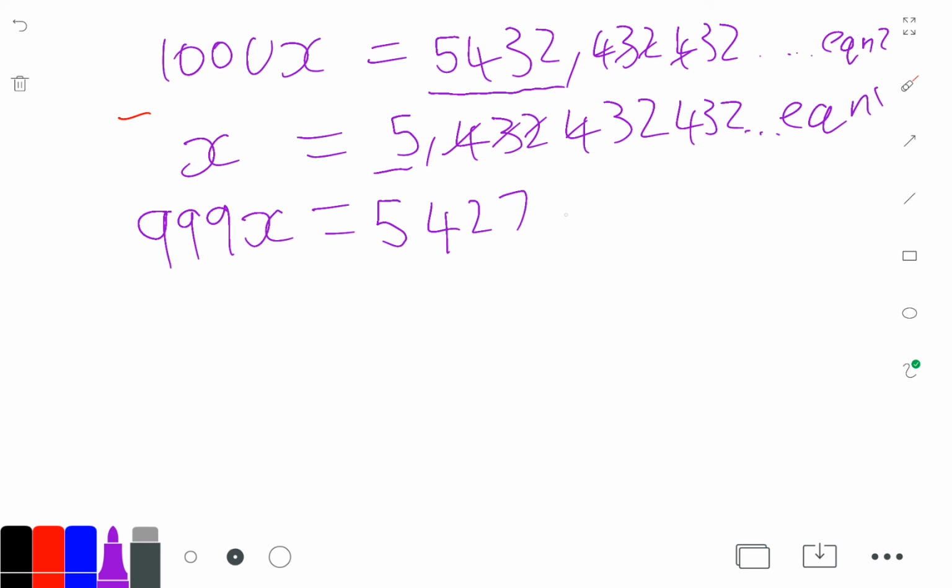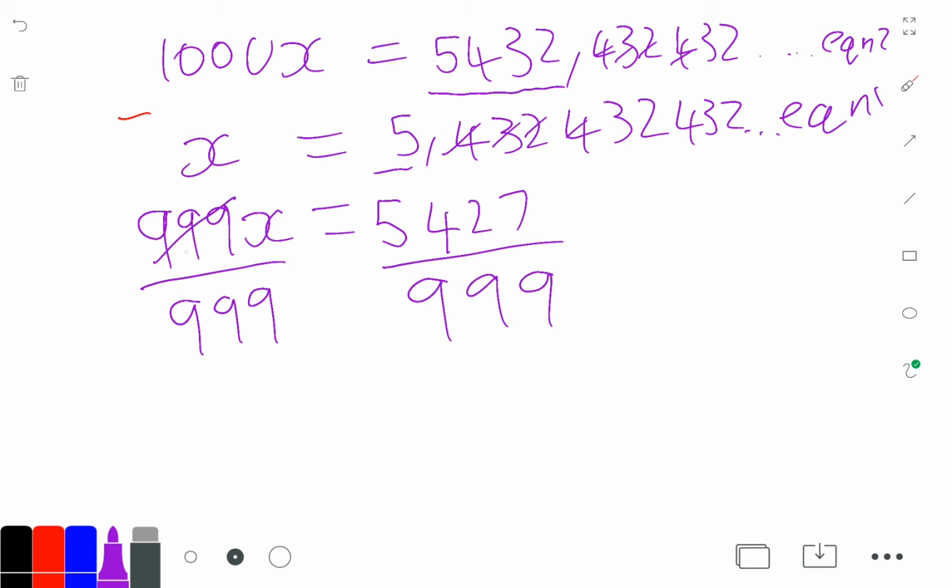And voila! Once again, we have a simple equation. Therefore, to get x alone, we'll divide both sides by 999. And the 999 will cancel. Therefore, x equals, well, you can put this number on your calculator and it will give you 201 over 37. Or you can write it as a mixed fraction.